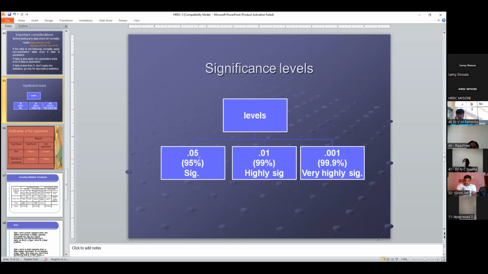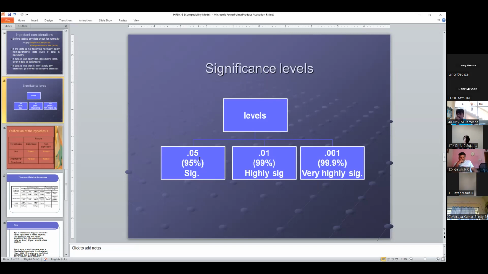And at the higher level, we go for 99% level of significance or the 0.01 level. Then it is called highly significant. We started with significance, then we go for highly significant. Now the significance level increases. If you repeat the data collection 100 times, 99 times you are bound to get the same result. Only one time you can miss. We make it more severe. That is very highly significant.